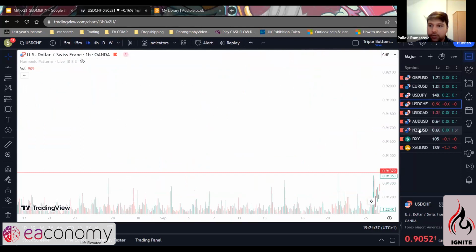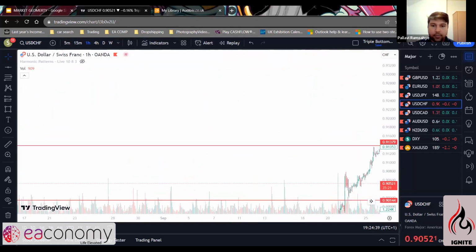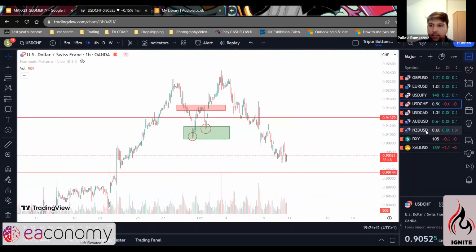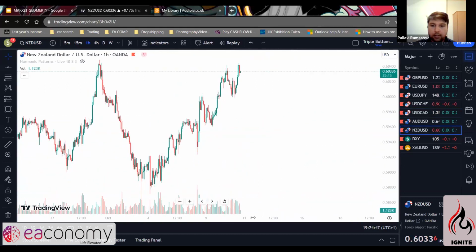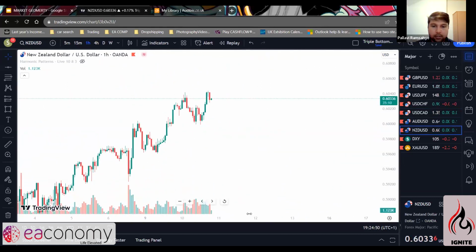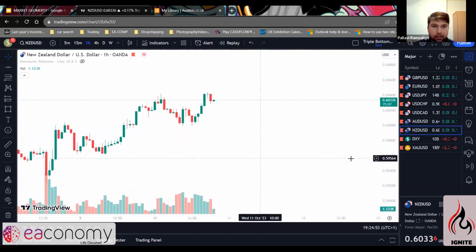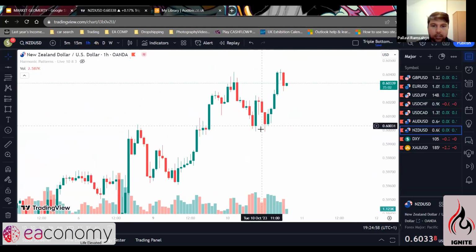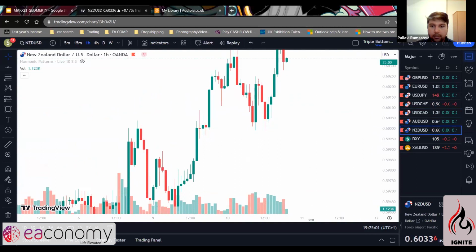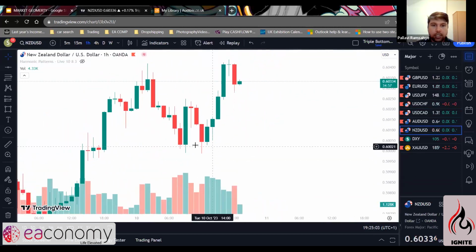Let's pick a random one, let's pick NZD. So here, again, you've got swing lows here, two swing lows, one swing high. Again, there's no significant increase in volume. So let me have a look. Let me draw that out on this one.